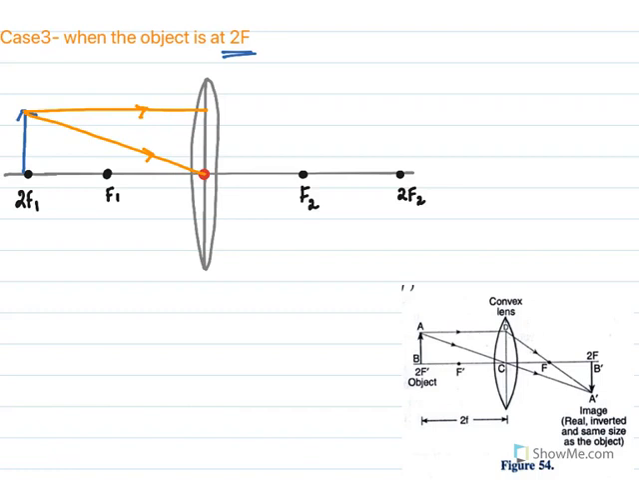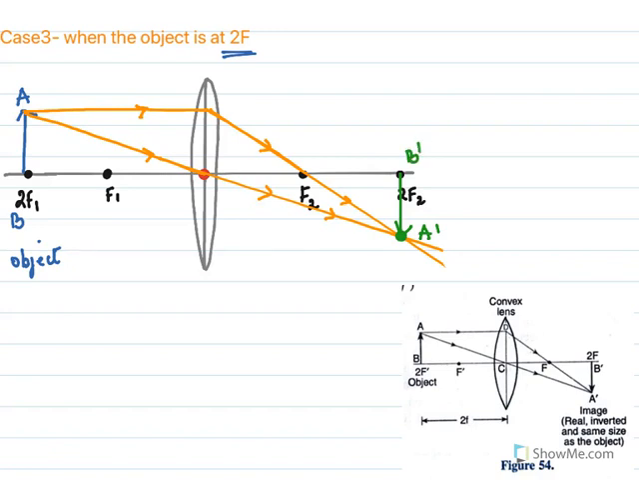Now the ray that goes parallel, after refraction, we know passes through the focus, so it will now pass through the focus. And the one that goes to the optical center will go undeviated. Will go along like this, undeviated. So here it's going undeviated, and if you see, they meet somewhere here. So here is your image. This is your image formed at 2f2. So you have AB is the object and the image is A dash B dash.